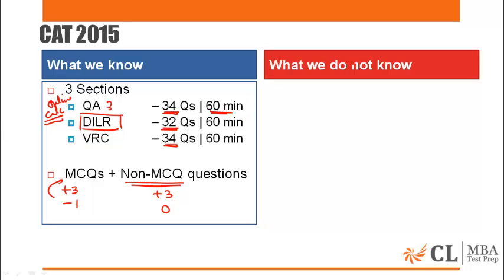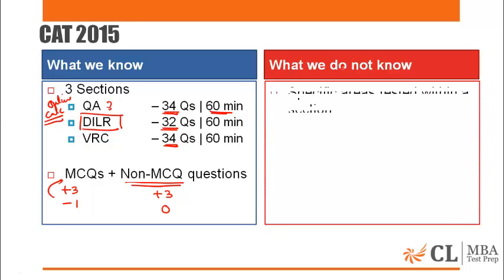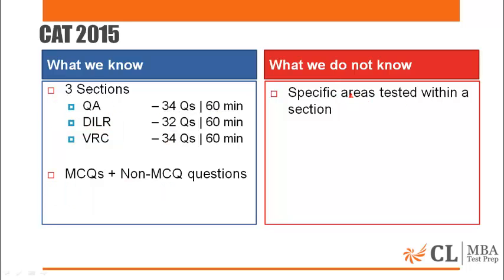But there are a lot of things we do not know. For instance, we do not know the specific areas tested within a section. For instance, we know that there will be 34 questions from VRC, but we really don't know how many RC questions will come. Or for that matter, we do not know whether there will be questions from para jumble, para completion, and so on and so forth. Will there be any question in grammar? What will be the specific composition of the questions?